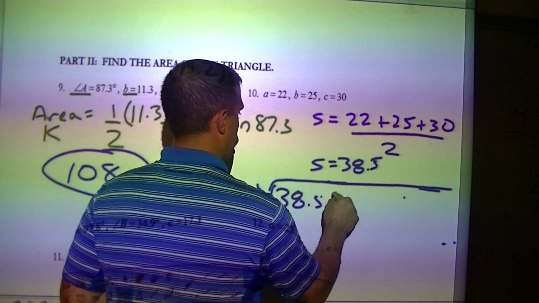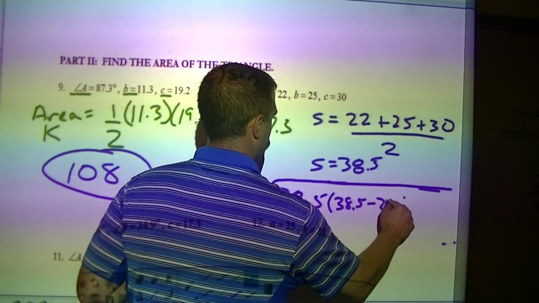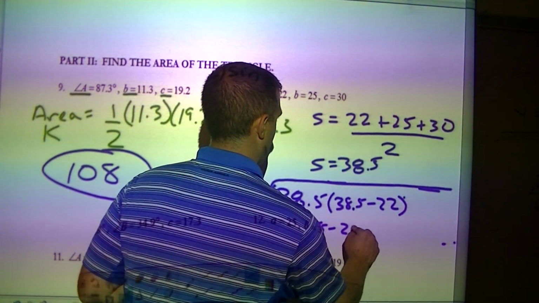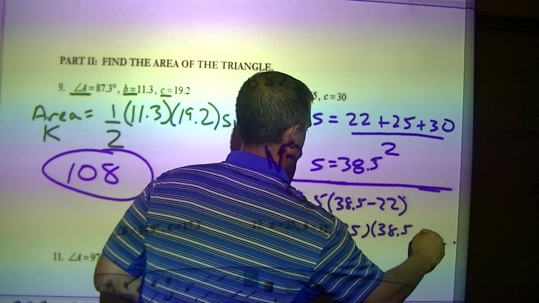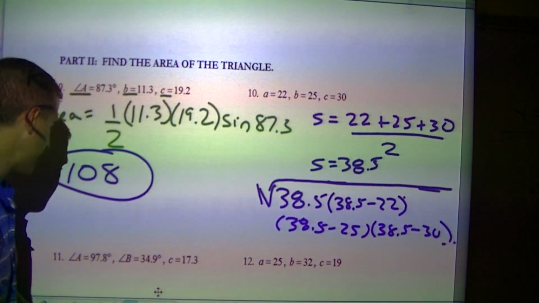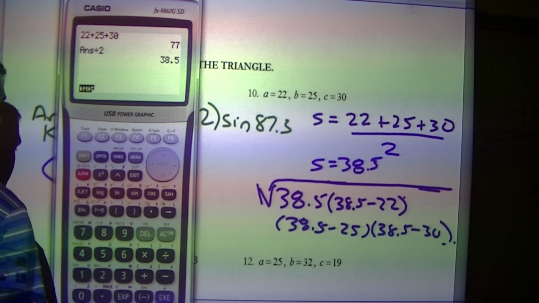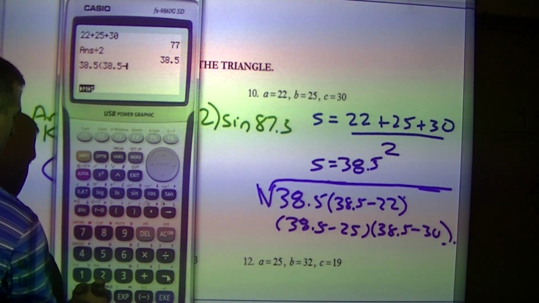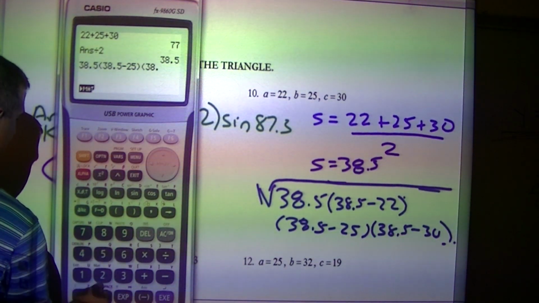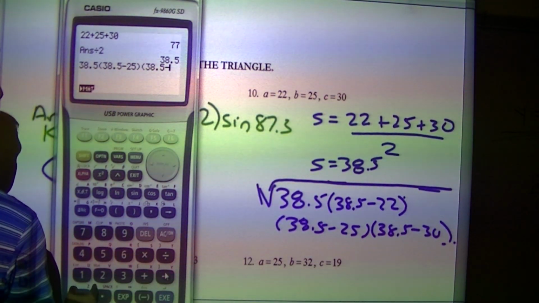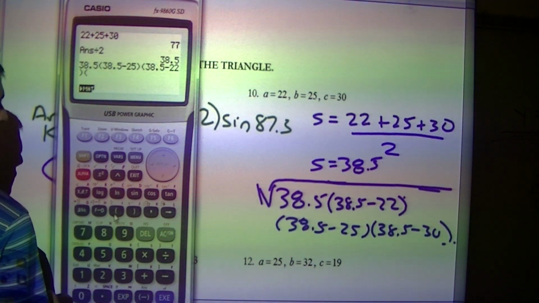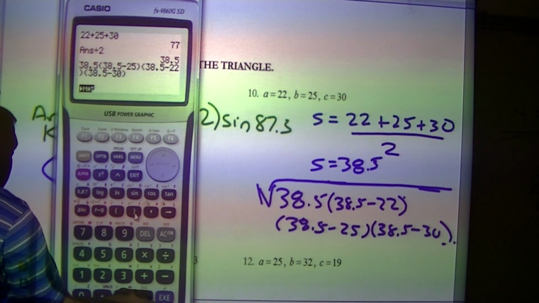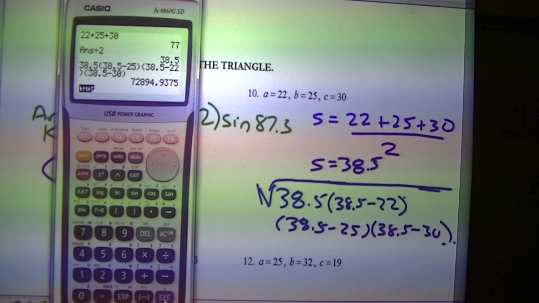So I got 38.5, that looked too big. But it's the same concept of 38.5 minus all of those amounts, all multiplied together. Okay? Once again, I would try to figure out the subtraction part first. So 38.5 minus 25, right? 38.5 minus 22. It doesn't matter the multiplication because it's all commutative anyway. Okay, so if I get that, I get this very huge number.